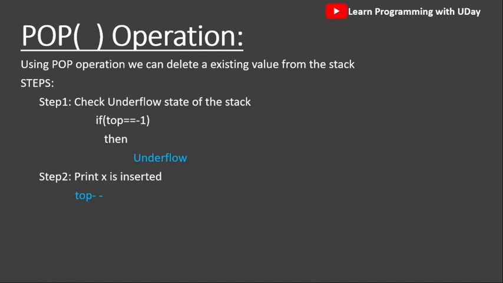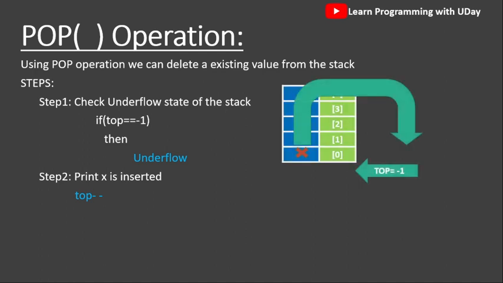So we will try and understand this pictorially. Let us consider this stack. You can see that the stack is completely empty and there are no values in the stack, which also gives us that the top variable is presently holding -1. So if top equals -1, then we tell that the stack is completely empty.